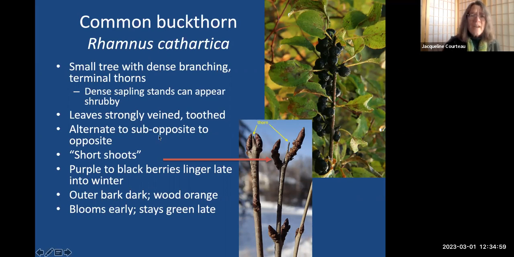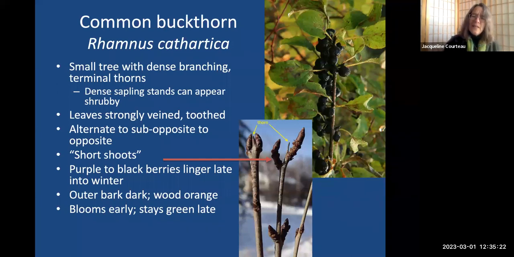But here's where common buckthorn just doesn't follow any of the rules. It is anywhere from alternate to something called subopposite. So you can see that's kind of alternate. It's almost opposite, and sometimes it will actually be opposite. So it's all over the map.